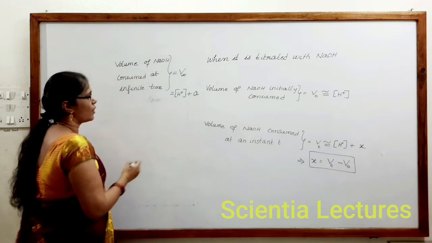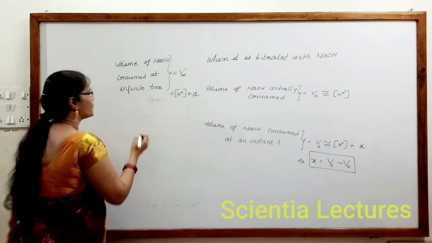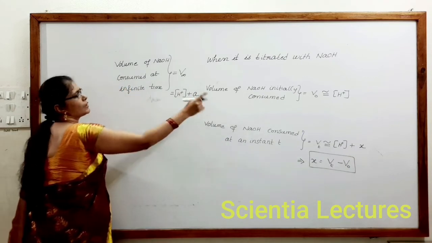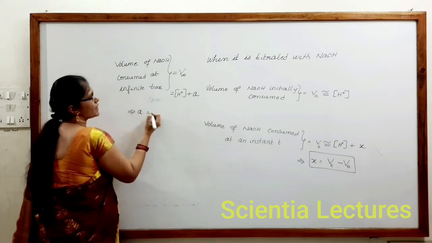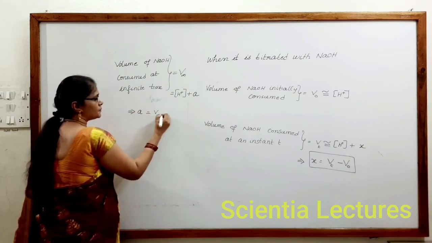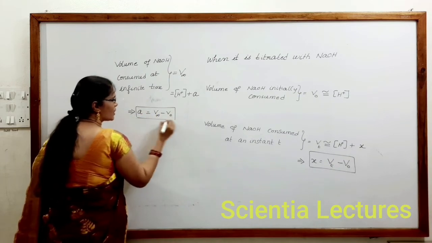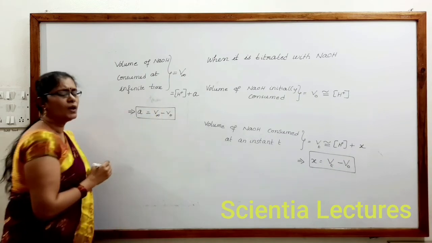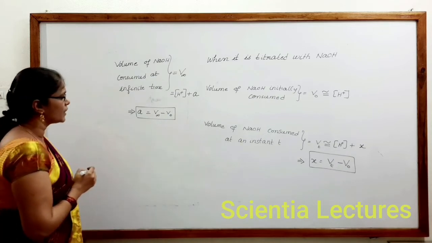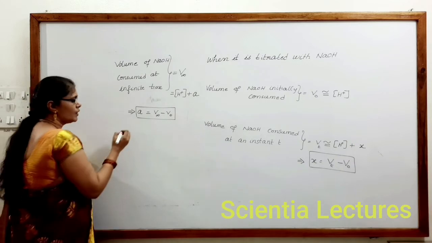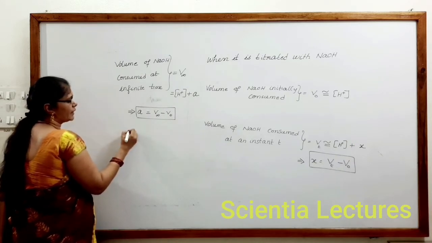So, concentration of H plus and A. Here H plus is equal to V naught, which we already know, which implies A must be equal to V infinite minus V naught, because H plus must be equal to V naught. So, A is equal to V infinite minus V naught. Now, what we want is A minus X, then only we can determine the K1.